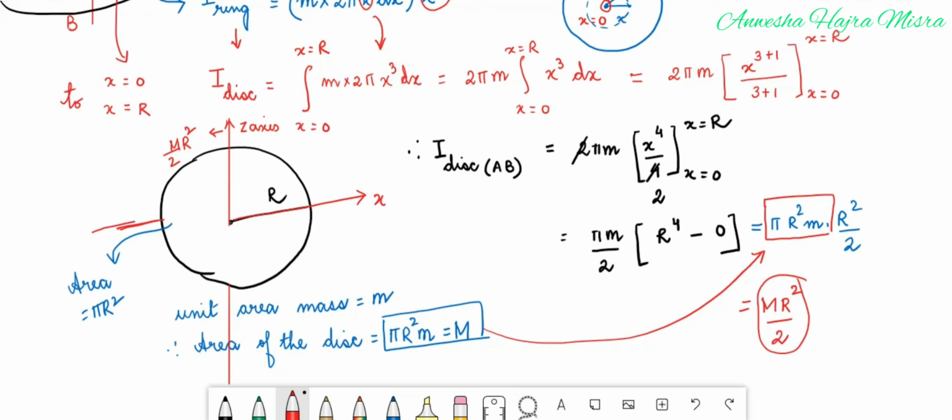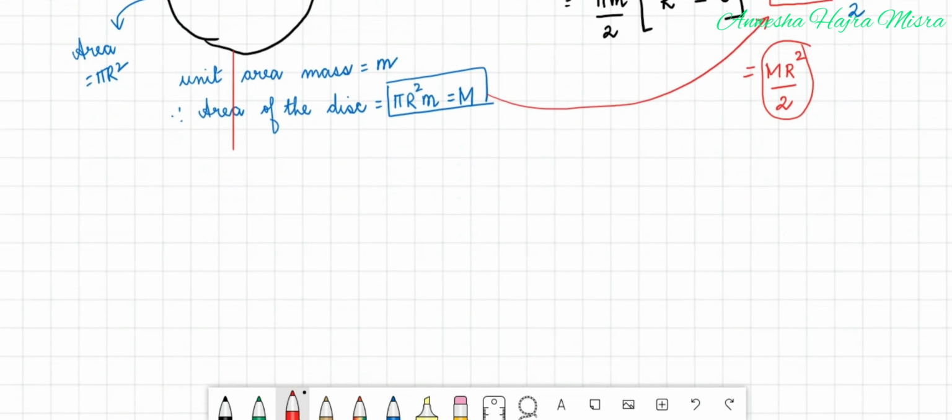About an axis passing through the center, I want the moment of inertia of the ring about this axis. The ring is rotating about this axis. In that case, we have to use the perpendicular axis theorem. We have to study two theorems. One is the perpendicular axis theorem, another is the parallel axis theorem. Now, what is this perpendicular axis theorem?